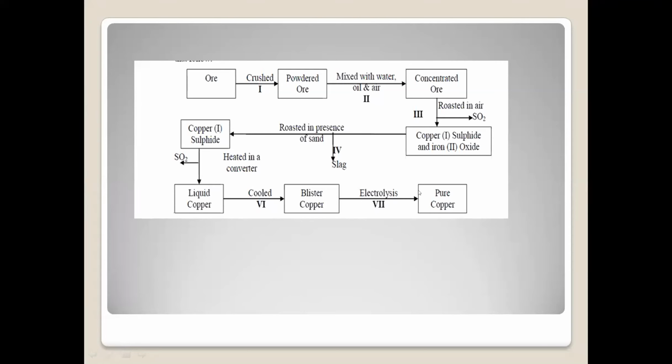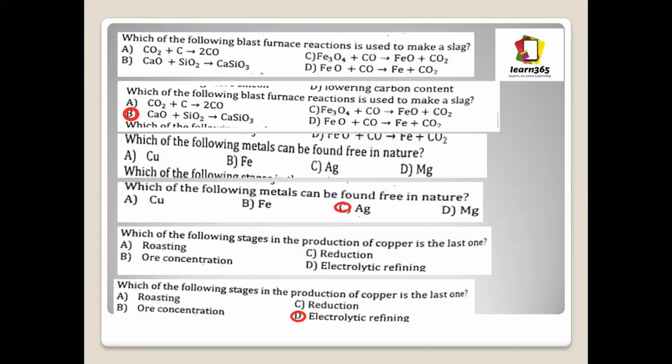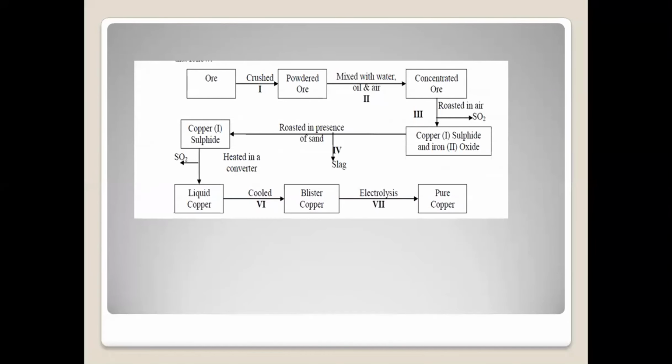Electrolytic refining is a method of purification. Here we have impure copper, blister copper. Remember this, blister copper on refining gives pure copper. So what is the last stage now? Tell me, what is the option which should have been here? Electrolysis. Remember, the final stage in the production of copper is electrolytic refining. All right, seven stages, from the ore to pure copper. Okay, guys, will you remember this? Yes. Moving on to the next question.